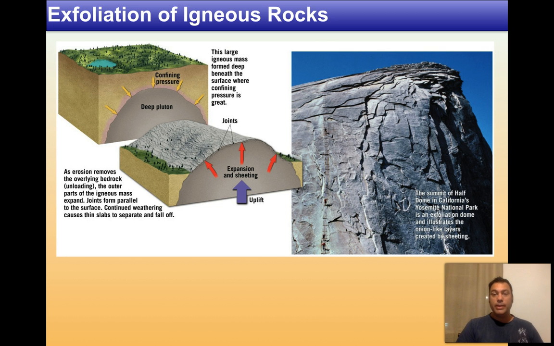All right, another really cool way to break rocks apart, just taking advantage of the fact that they're being exfoliated. So here we have a deep pluton that's being formed. And remember, I was describing how it would be formed at a very deep pressure, so there's a confining pressure on it. As it's exposed up to the surface, these fractures will start to form at the surface. These fractures are called joints.